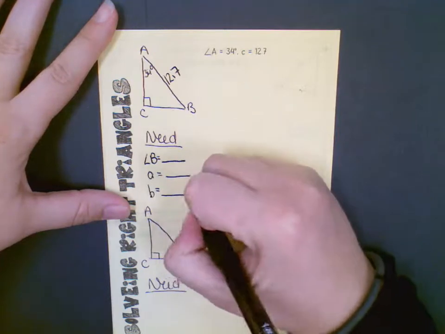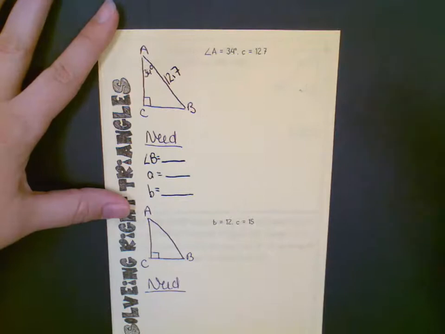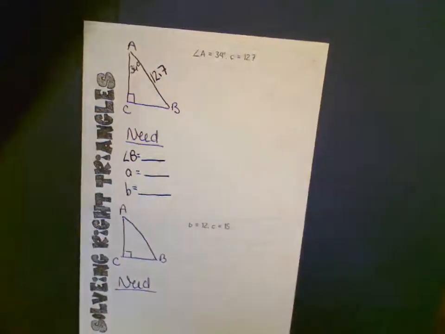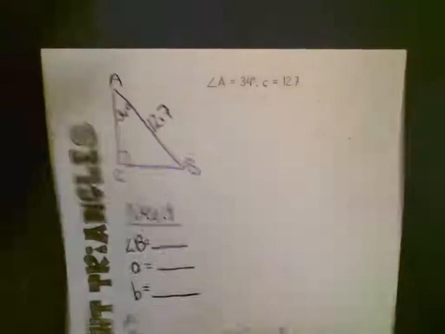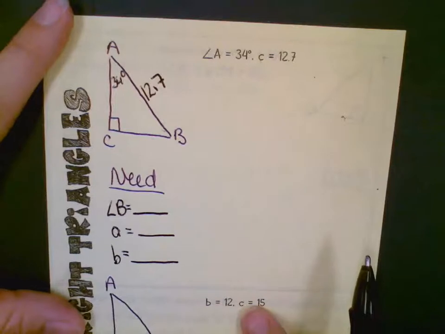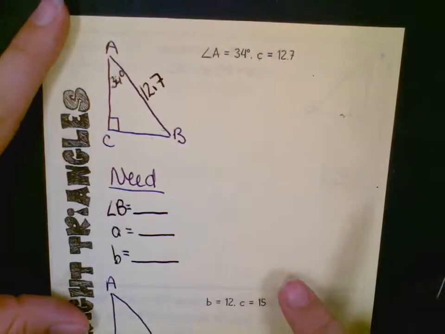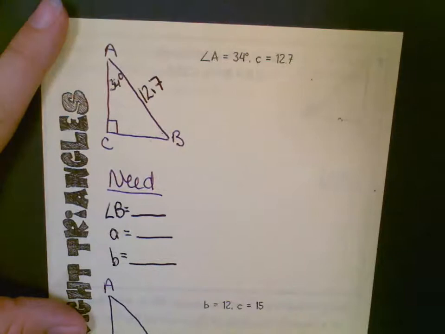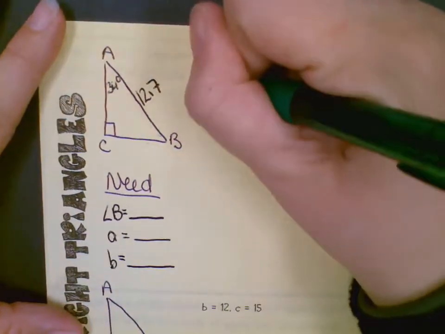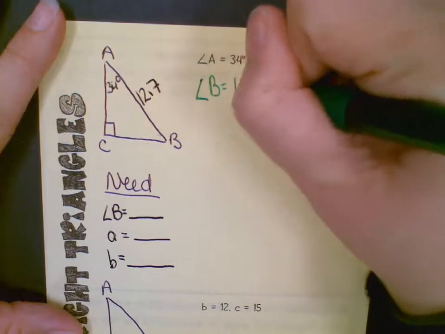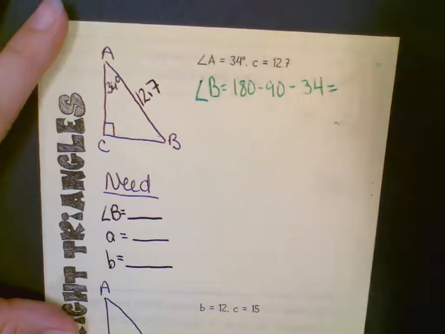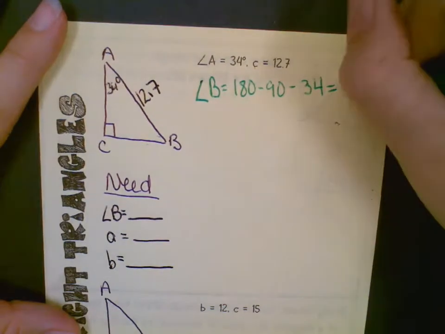It helps if you make a list so then you know what you need. We usually need to find three things, or we always need to find three things. Problems like this one are easier than the ones when we were given two sides, like the next one, because it's really easy to find that third angle. To find angle B, we just subtract the other two from 180. So 180 minus 90 minus 34 would give us our angle B, which is 56 degrees.